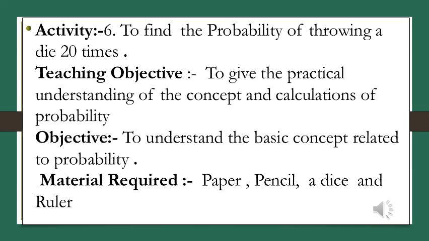How many total faces are there? 6. So if you are putting one dot, its opposite face must have 6 dots. If you are drawing 2 dots on one face, its opposite face must have 5 dots. So like this you can prepare your own die.